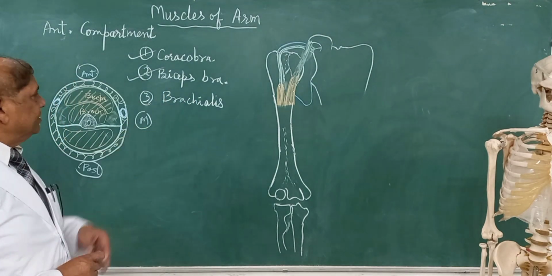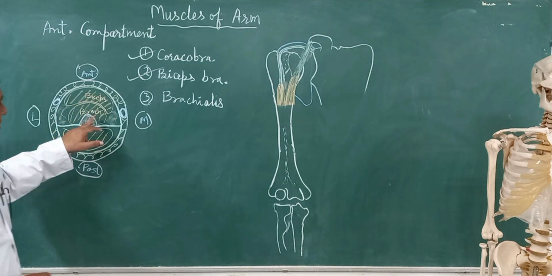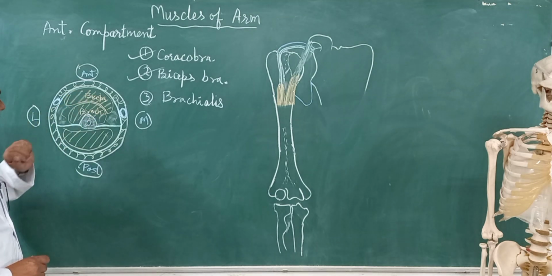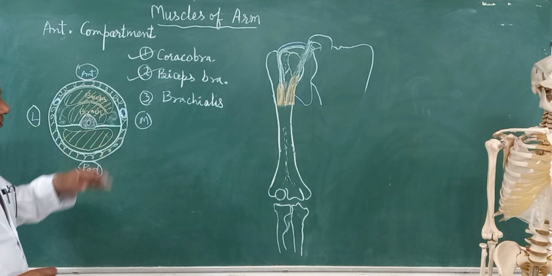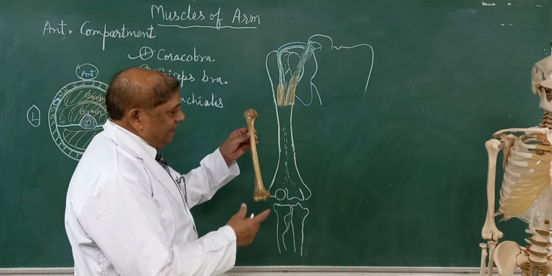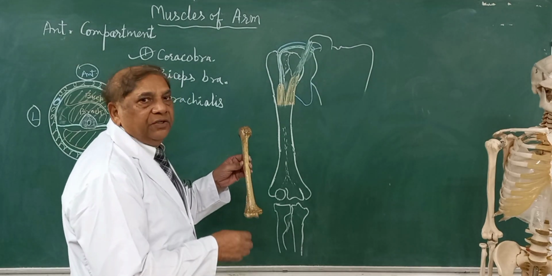Its origin, as you can see in this cross section, which is from the lower half of the arm, this is the brachialis muscle, which is lying deep to the biceps muscle. Now if you see the humerus here, you will see that the origin of the brachialis is from the lower half of the front of the humerus.